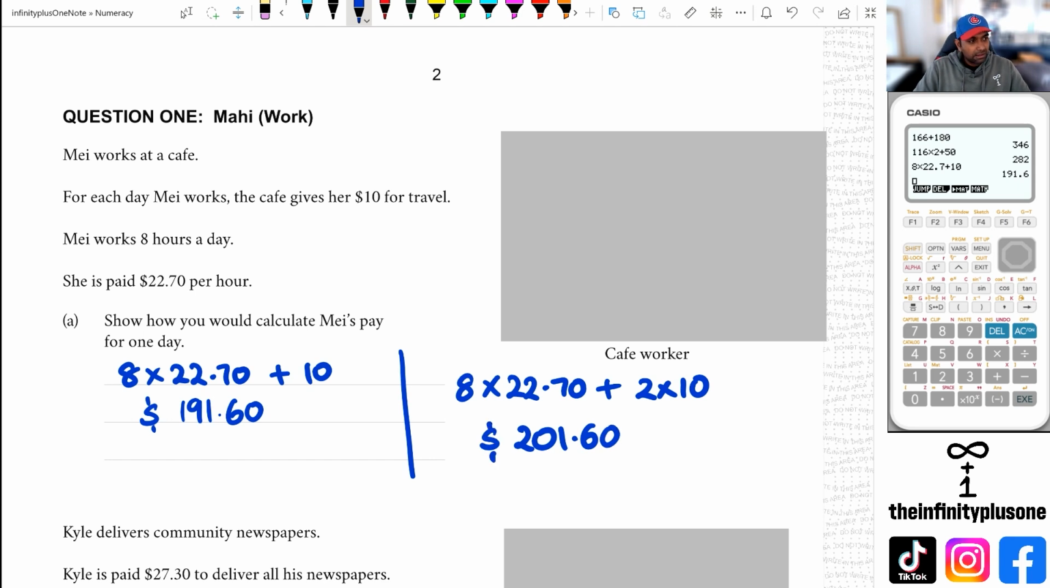$201.60. Now, having a look at the answer schedule here, they do accept both answers. They do accept 191 as well as $201.60 as well. Cool, let's go to the next question.